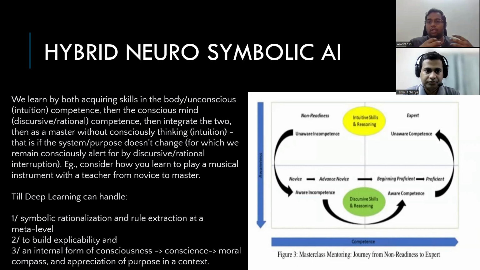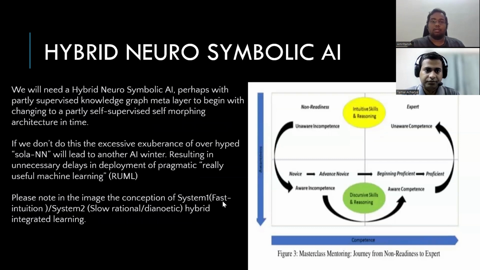But the idea is, what if this could also lead to, again, we are kind of hypothesizing here. This is not something that we understand very well ourselves as well. But this would be like a building of internal form of consciousness where this conscience could go on towards a moral compass and appreciation of purpose in a context, like what's really happening, right? So this is where we want to really go. And of course, we'll require some kind of hybrid neurosymbolic AI that we will be able to merge this.